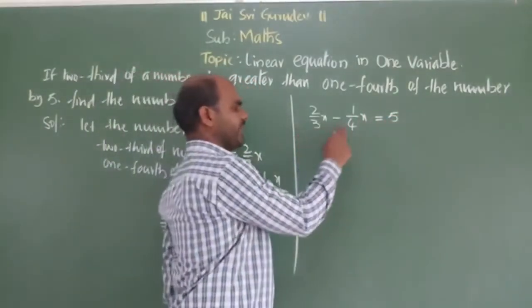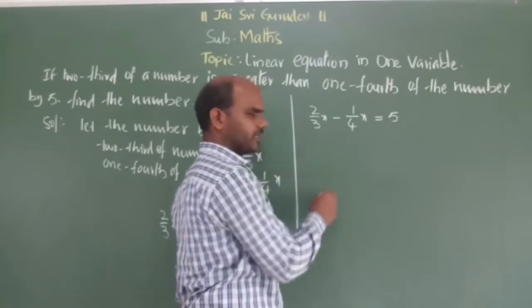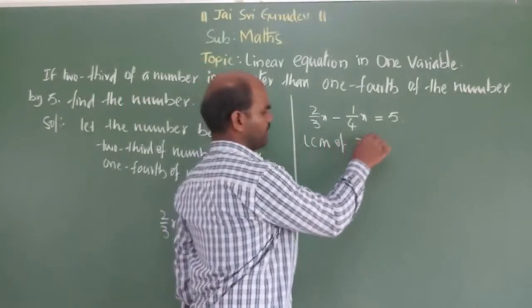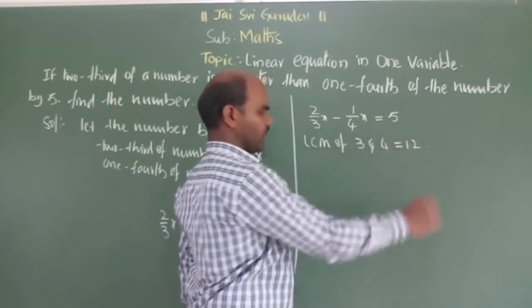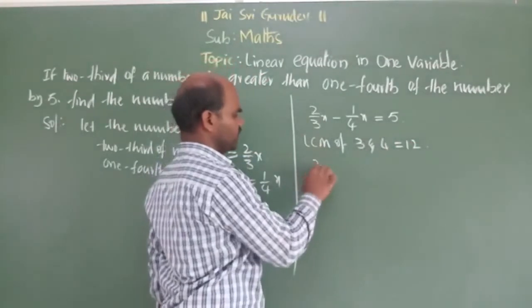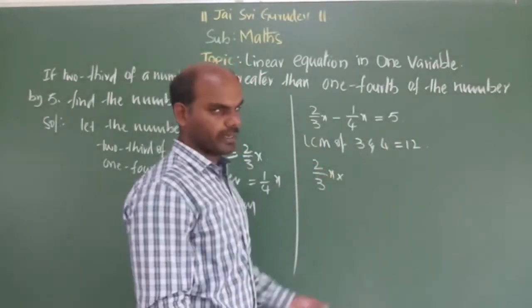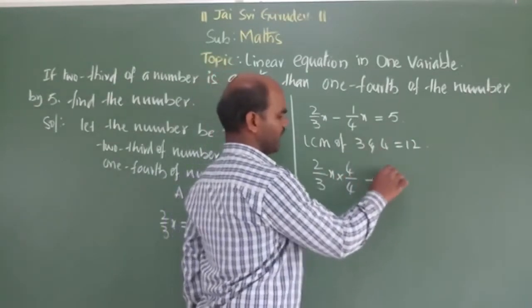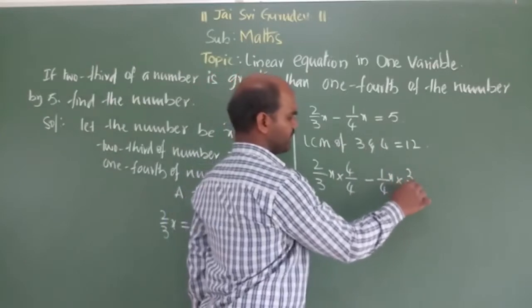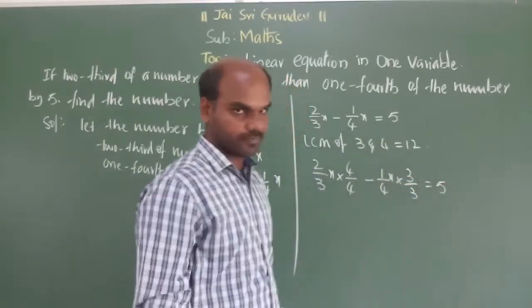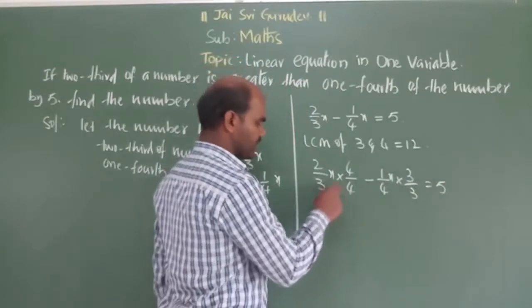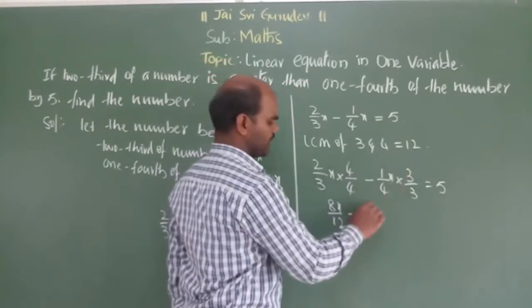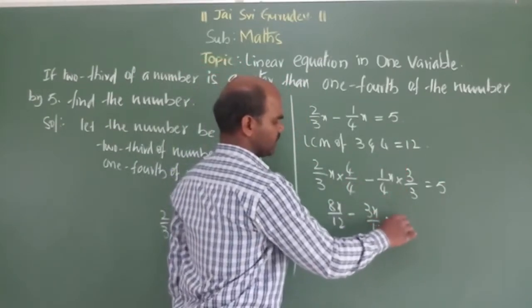Now by taking the LCM of 3 and 4, how much should the value be? 12. So the LCM of 3 and 4 is equal to 12. Then 2 by 3x, multiplying by 4 to get 12, minus 1/4x, multiplying by 3, is equal to 5. So 2 times 4 is 8x by 12, minus 1 times 3 is 3x by 12, is equal to 5.